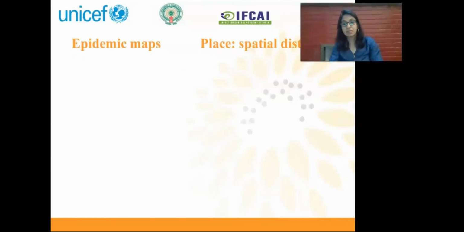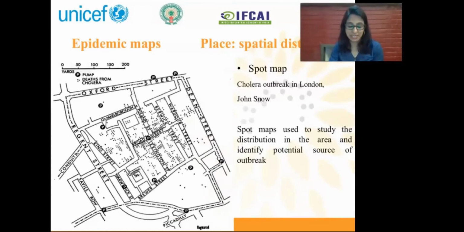Now, as I said, place is important. So, the first example comes from a spot map which was used for the cholera outbreak in London, used by John Snow, and he used spot maps to see where the cases have come, and then he saw that the cases of cholera are concentrated around one street, around one hand pump. And with that, he made a hypothesis that this hand pump might be the source of infection. He got this hand pump removed, and the moment he got this hand pump removed, the cholera cases drastically came down.